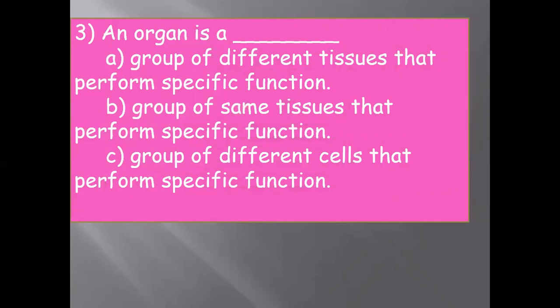Now, number 3, an organ is a group of different tissues that perform a specific function, a group of same tissues that perform a specific function, or a group of different cells that perform a specific function. The correct answer is A. An organ is a group of different tissues that perform a specific function. So an organ is made up of different tissues that perform a specific function.